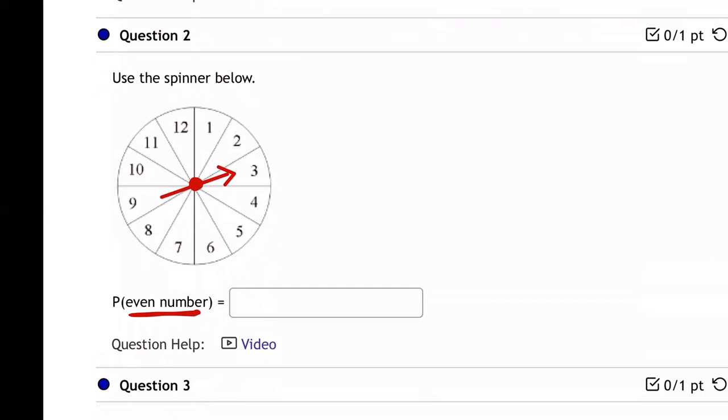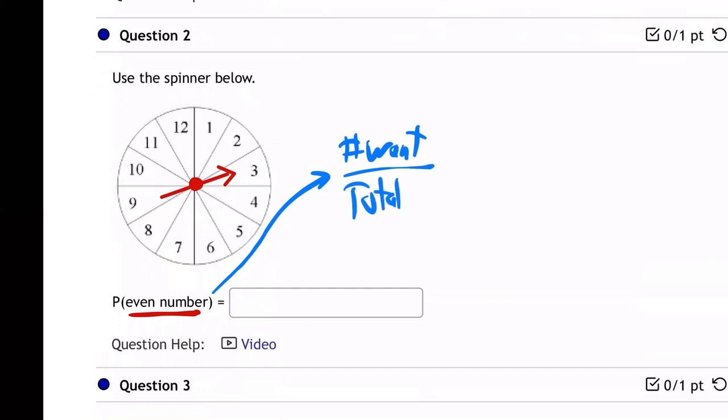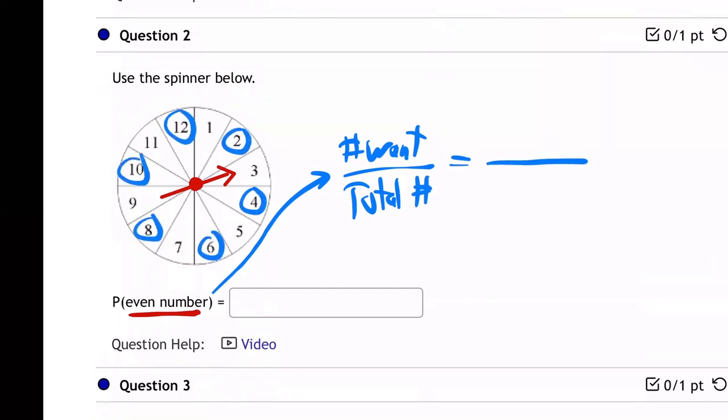Well, again, probability is always the number of things we want to happen over the total number of possibilities. So how many even numbers? Even numbers are like 2, 4, 6, 8, 10, and 12. Those are all even numbers. So what's that? 1, 2, 3, 4, 5, 6. 6 out of 12 total numbers. Divide that with your calculator, or you probably already know, it's just 0.5. The probability of getting an even number would be 0.5 because it's 6 out of the 12 things that can happen. Again, probability is always the number you want over the total number of possibilities.